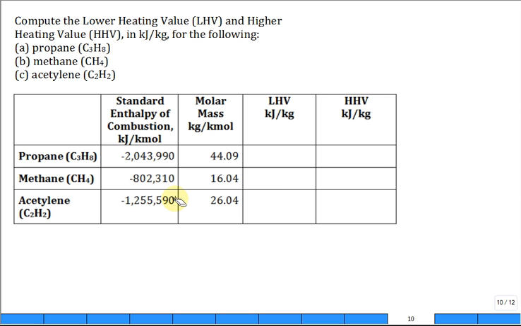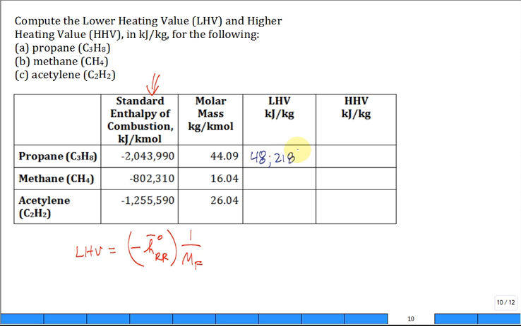Here we give you the standard enthalpy of combustion for the propane, methane, and acetylene, and the molar mass of each. So to calculate this lower heating value, how did we do that again? Use the minus on the standard enthalpy of combustion to make it a positive quantity. Then we divide it by the molar mass of that fuel. So 44, 16, 26. And there you go. So you would just fill in some of these numbers for lower heating values.